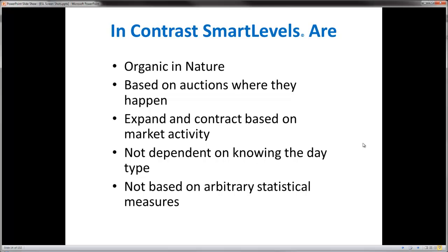And I had no clue what they were talking about. I don't think they knew what they were talking about either, to be honest with you. But one of the things I discovered as I started putting these smart levels on day in and day out, I actually got to know the market.